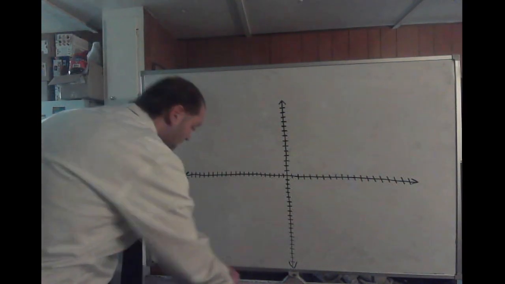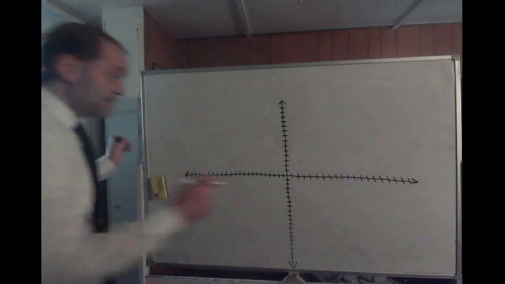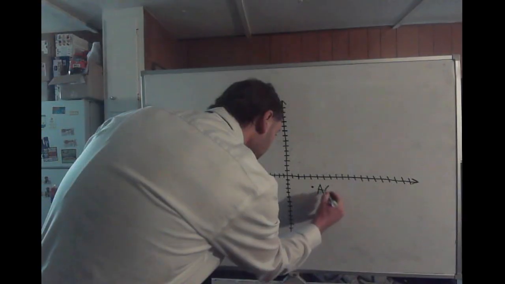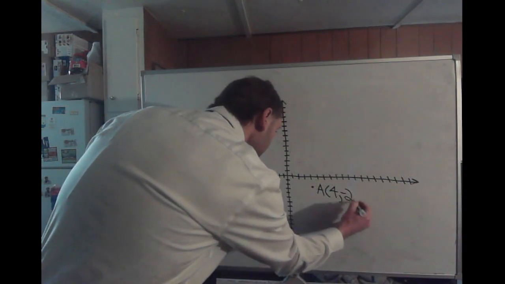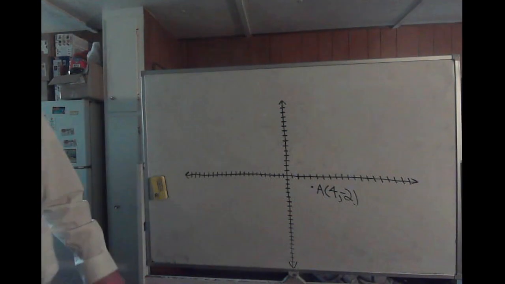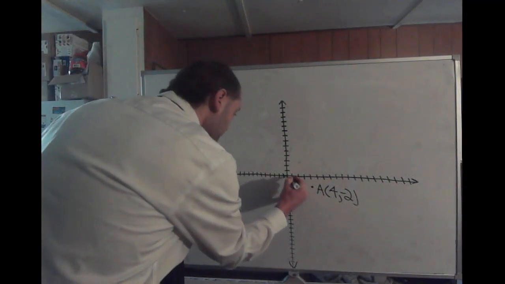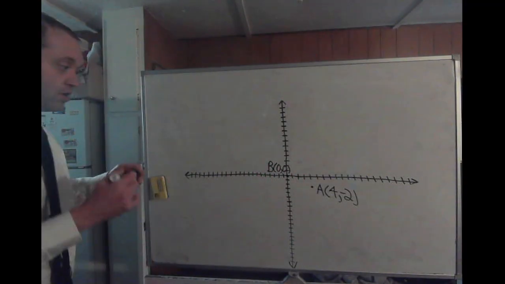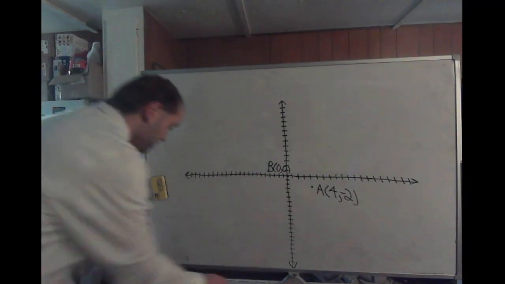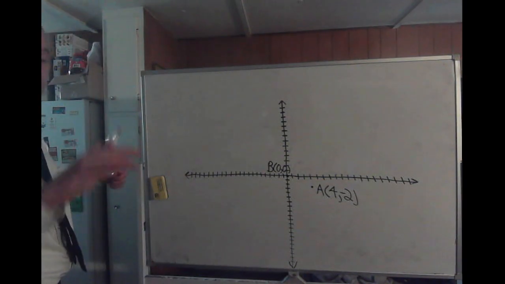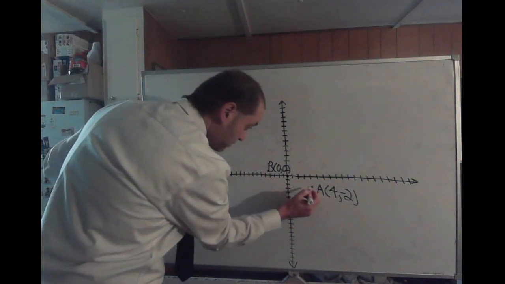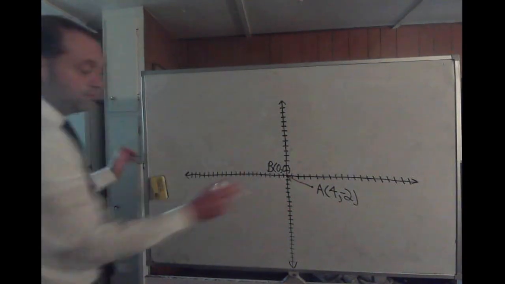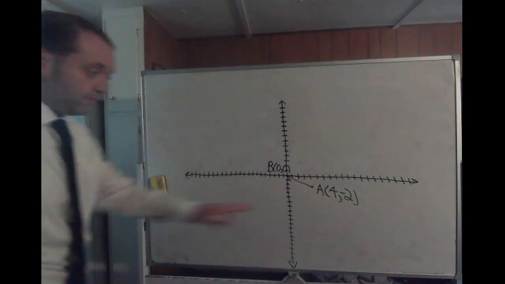Alright, let's see, this time point A is at 4, -2. So here's point A, located at the coordinate 4, -2. Point B is located right at the origin, at 0, 0. So the first thing you want to do, since you're going from A to B, of course, is draw your vector itself, which would start at point A, and the tip of the arrow would rest at point B. So there's your vector from A to B.